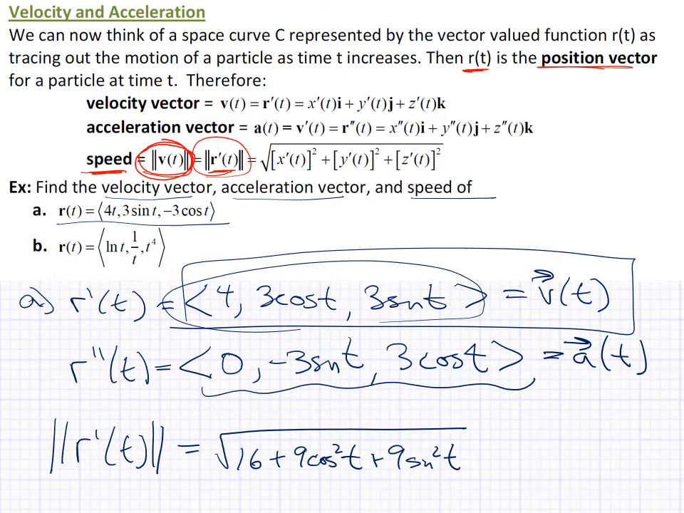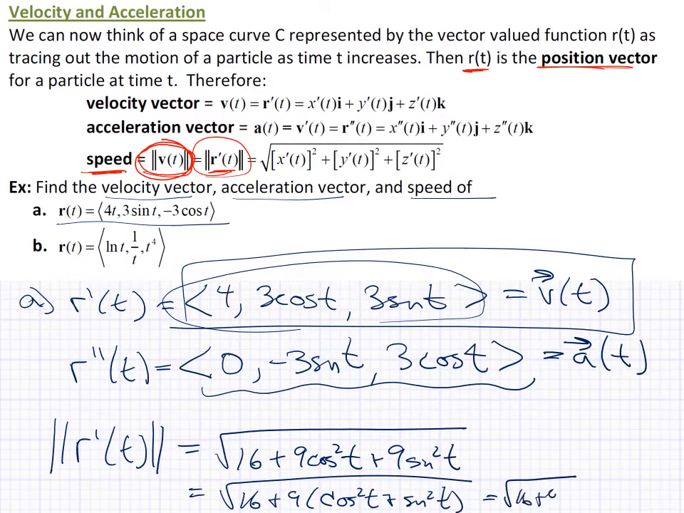We could simplify this a little bit here. I could pull the 9 out, so I get 16 plus 9 times cosine squared t plus sine squared t, but we know sine squared plus cosine squared equals 1. So what do we get? We get the square root of 16 plus 9, and that gives us the square root of 25, so 5. So our speed is 5, okay?